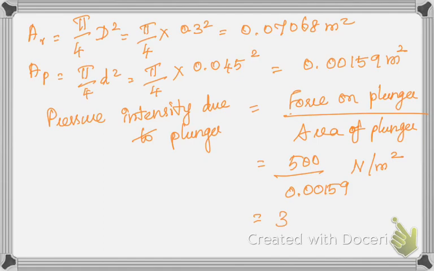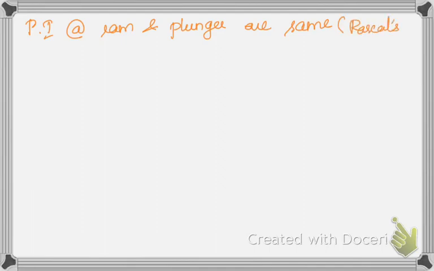In simple terms, I can say that it is 314465.4, which is 3,14,465.4 Newton per meter square. So this is the pressure intensity due to plunger. But we have learnt in the past Pascal's law that the intensity of the pressure will be equally transmitted in all directions. So here comes the application of Pascal's law. By using Pascal's law, we can say that the pressure intensity at ram and plunger is going to remain the same, as per Pascal's law.